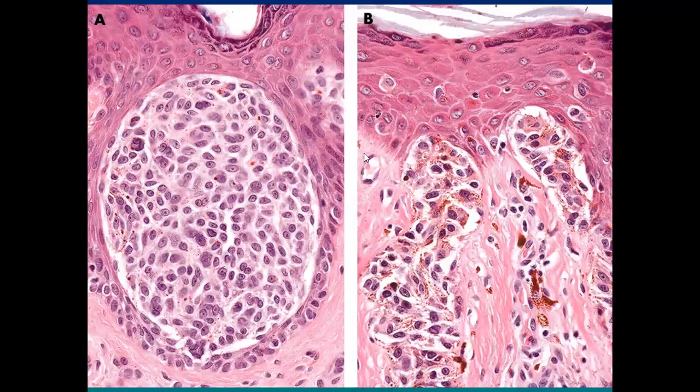These two images are a comparison of a normal benign-looking nest of melanocytes and an abnormal malignant nest of melanocytes, having both cellular as well as structural atypia.